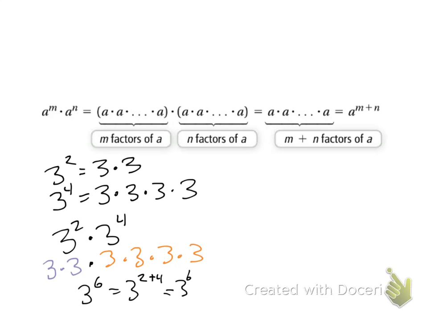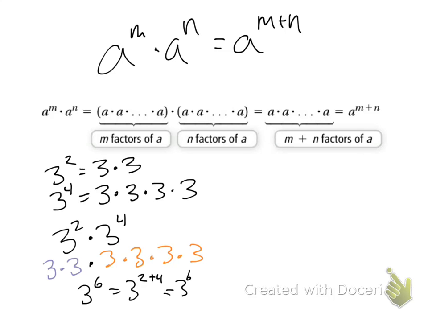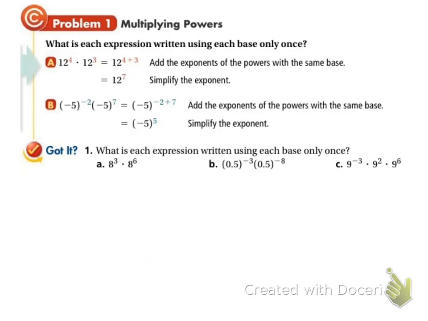So here's our general statement. A to the m times a to the n is equal to a to the m plus n. Right, and here it is written out in long form right there. So let's try that. So we've got 8 to the 3rd times 8 to the 6th. Well, 3 plus 6 is 9. So this is 8 to the 9th.